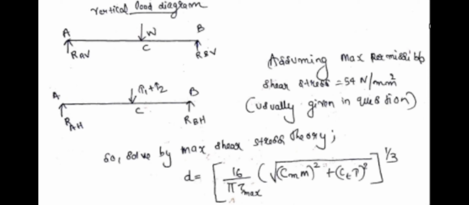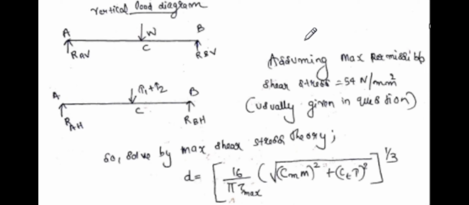This question can be varied in different ways. Suppose they give the maximum shear stress as well as the normal stress value, then we have to find the diameter by both the maximum shear stress theory as well as the maximum normal stress theory. Okay, so I am assuming this question only has a value of maximum shear stress, then obviously you should only solve it by maximum shear stress theory.